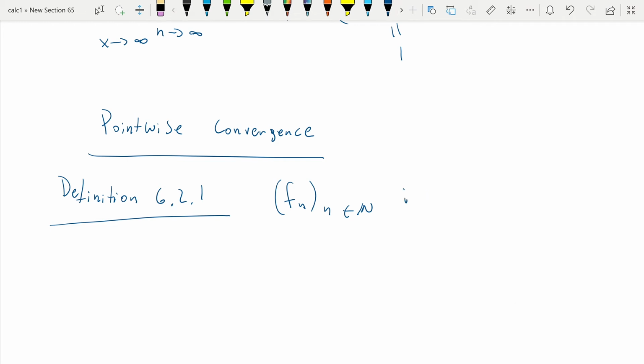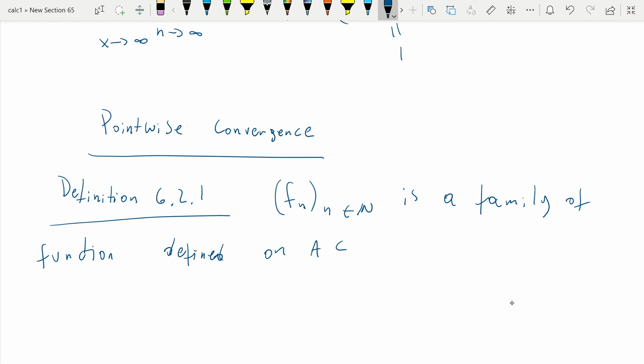So this is a sequence of functions defined on some subset A of R. If you fix a number x here, and you consider the sequence of fn of x's, you just have a sequence of real numbers, and that sequence may converge or not converge to something.